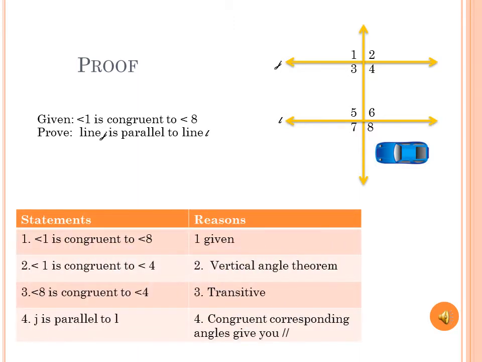Number 1 is of course the given. The second statement would be angle 1 is congruent to angle 4, making the vertical angle theorem, or VAT for short. Number 3 is angle 8 is congruent to angle 4, which is transitive. Lastly, J is parallel to L because congruent corresponding angles give you parallel lines.